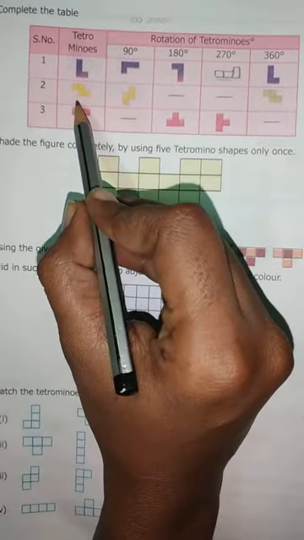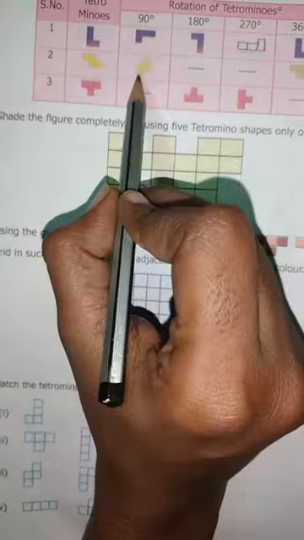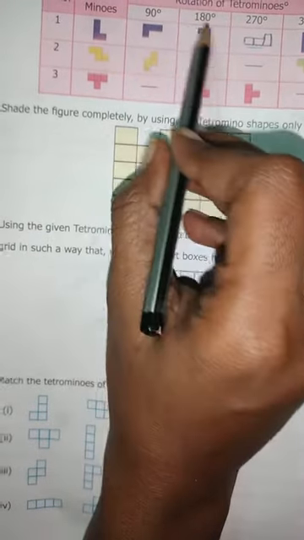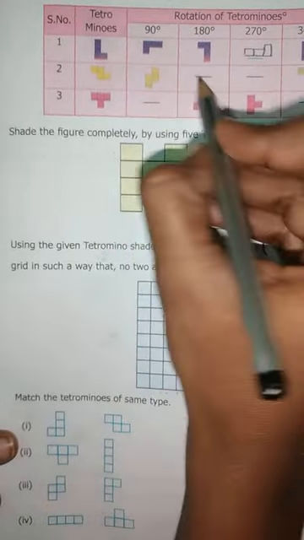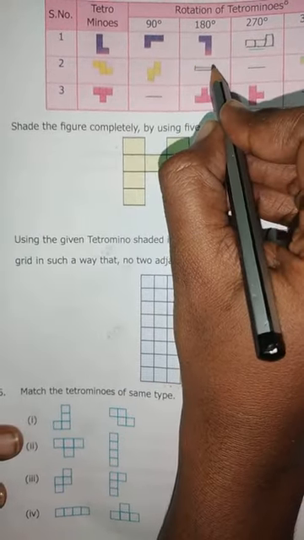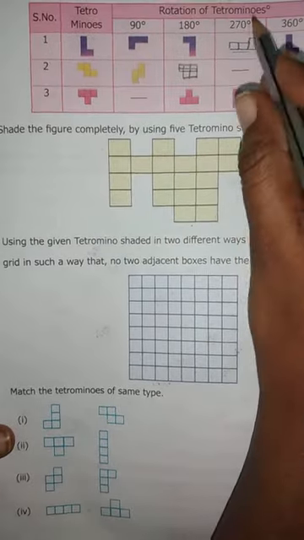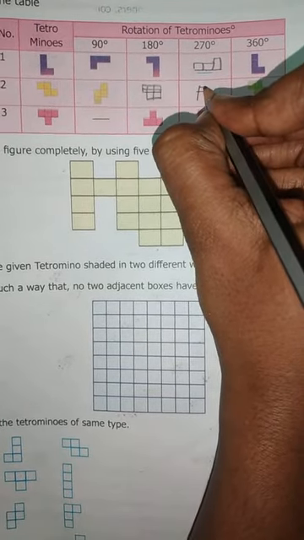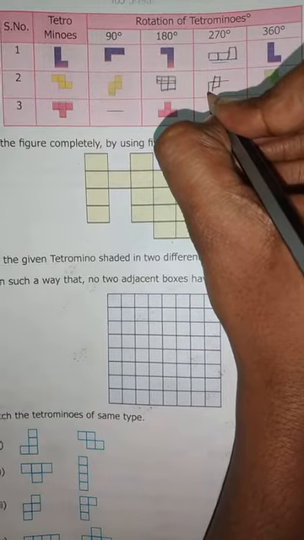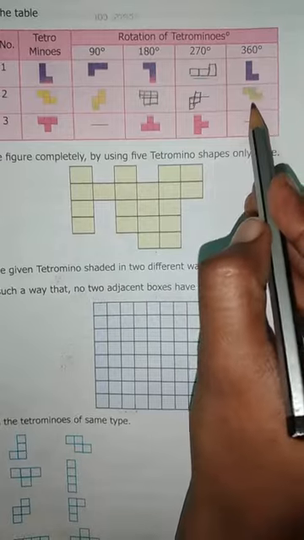And the second tetromino they have given is the Z shape. This is the horizontal. When we rotate to 90 degree, it becomes vertical. And again, if you rotate to 180 degree, that is again rotating 90 degree, this will become horizontal. Then, if you rotate for 270 degree, it becomes vertical. Then for 360 degree, it comes to its original position.